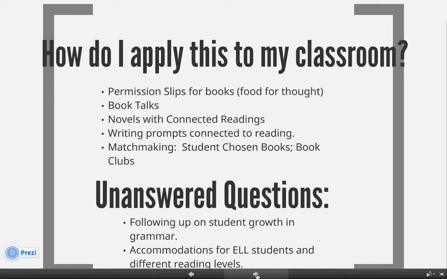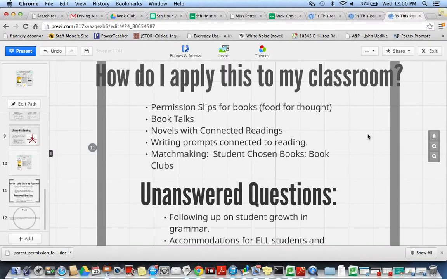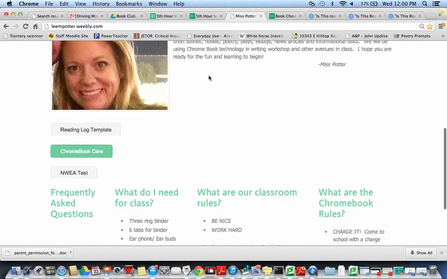I consistently do book talks in my classroom. I use trailers for books, and I talk consistently about things that I'm reading. Novels with connected readings, I often do that where I find poems or supplementary texts that will show a different author's purpose and perspective when sharing an idea. Matchmaking student-chosen books and book clubs, this is something that I work pretty hard doing. As a school district, we work very hard for students to have choice.